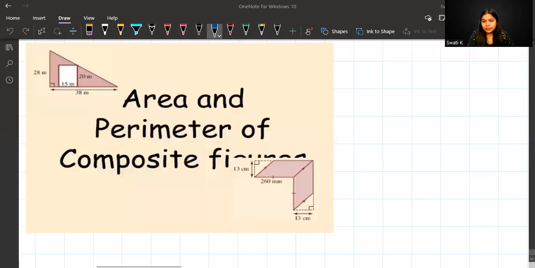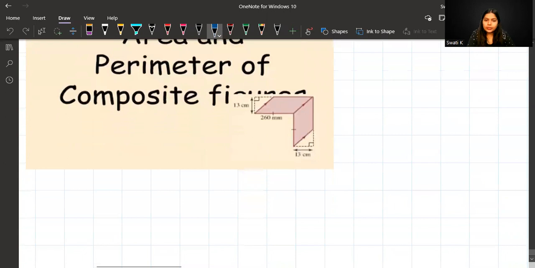So in today's video I'm going to cover the area and perimeter of some composite figures, or some complex figures. This is a very important video, because most of the students I have seen are struggling to find the area and perimeter of these shapes. So this is what I'm going to do in this video. Make sure you watch the video till the end, and I'm hoping it is going to be helpful for you. So let's get started with the first question.